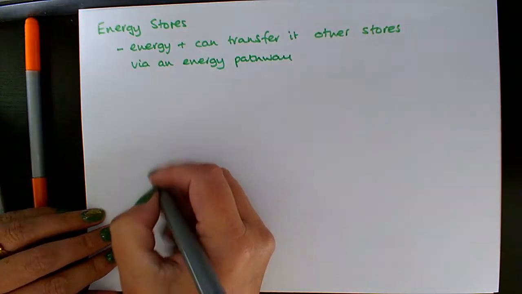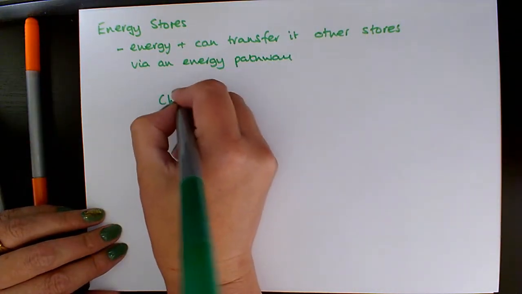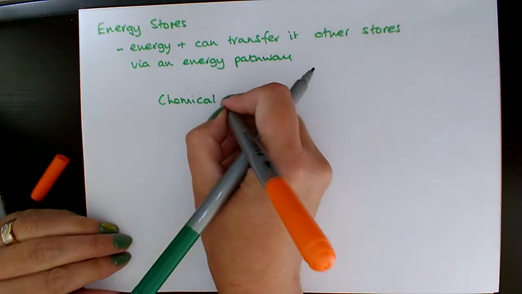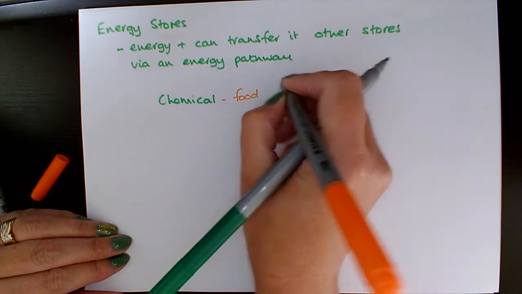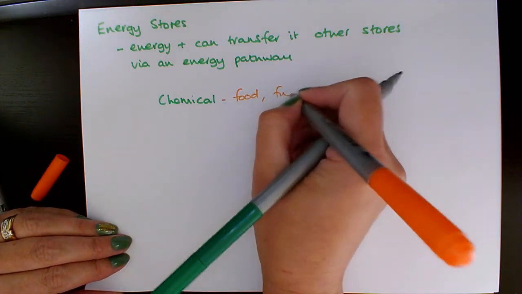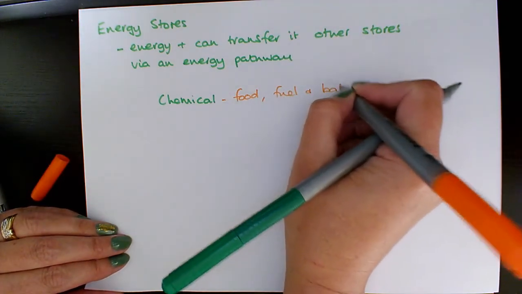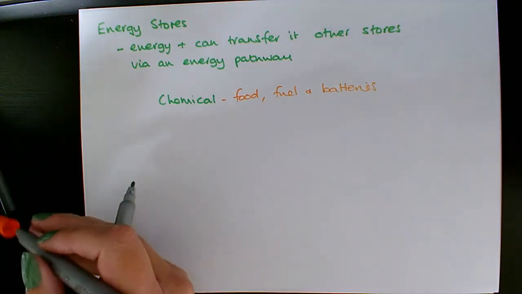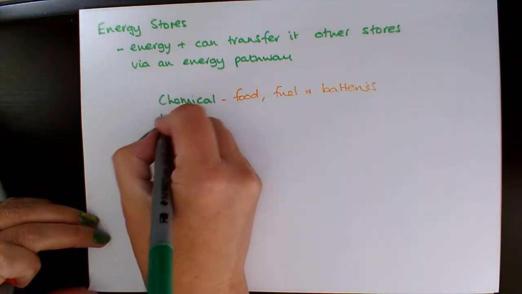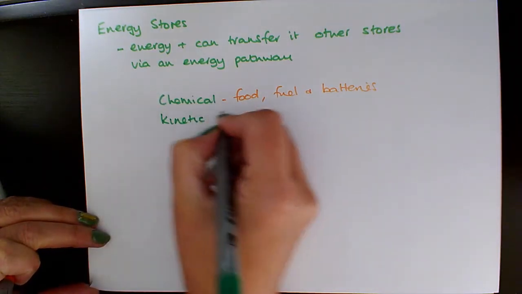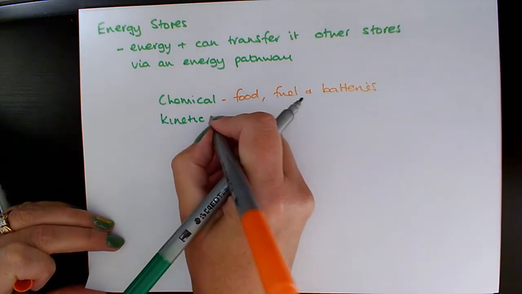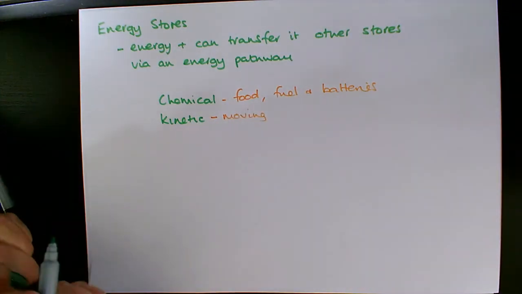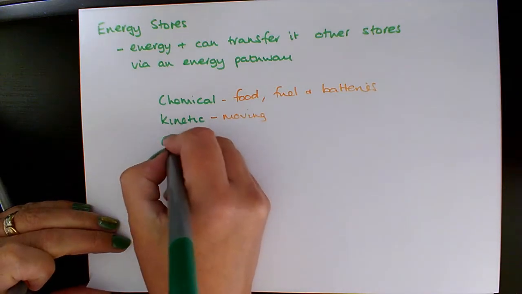And the stores that we need to know are chemical energy, which is found in food, fuel and batteries. So anything with chemicals in is going to have a chemical energy store. We have a kinetic energy store. This is anything in moving objects.